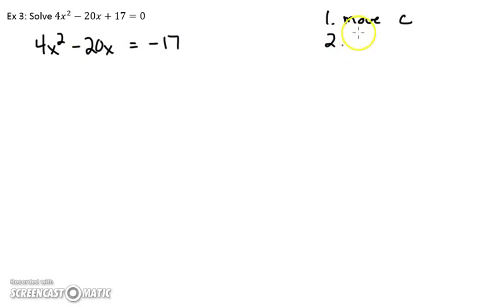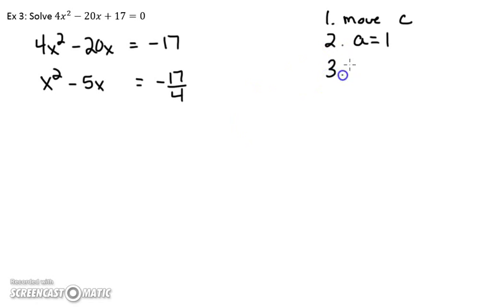The second thing we want to do is make sure a equals 1. Right now a is 4. We want a to be 1, so we want to divide everything by 4. So x squared minus 5x equals negative 17 over 4. And we're just going to keep it that way. We're not going to try to simplify anything.